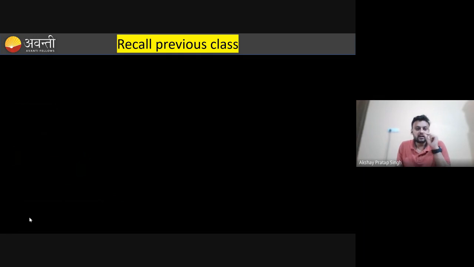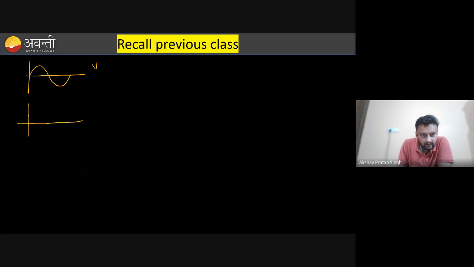In AC circuits, one more very important thing we learned is the concept of leading and the concept of lagging. If somewhere it is written that current is leading EMF, what does it mean? These were the basic things. If I draw a graph in front of you, suppose this is voltage and I'm drawing another graph for current.